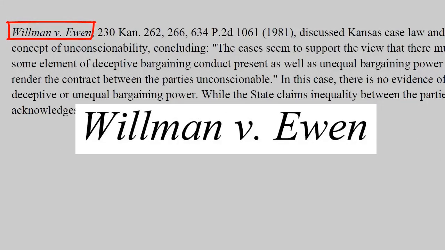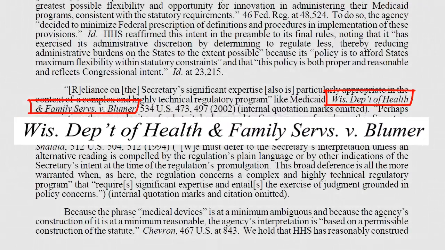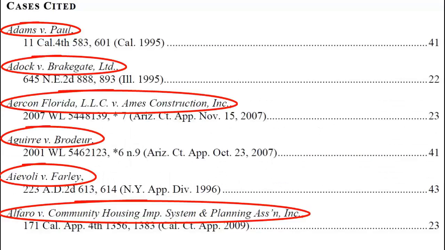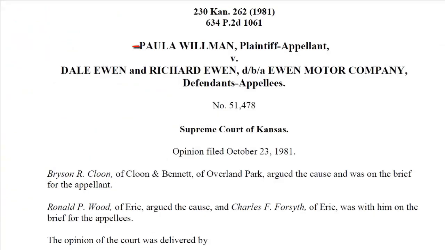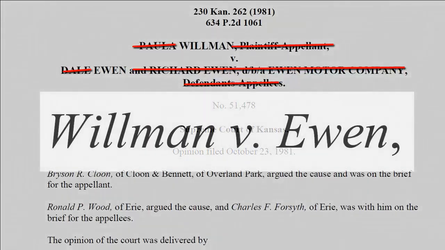Willman v. Ewan. Wisconsin Department of Health and Family Services v. Bloomer. This element consists of the party names, italicized or underlined, so that it doesn't take up an inordinate amount of space. In most cases, the full names are condensed using an extensive set of omissions and abbreviations. For example, first names and second or third plaintiffs are left off.